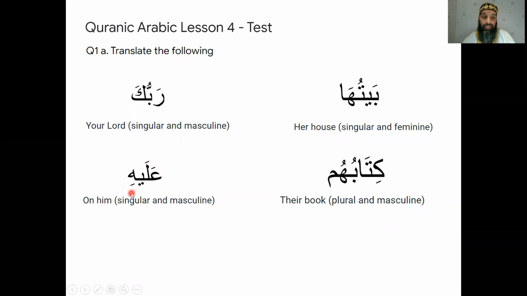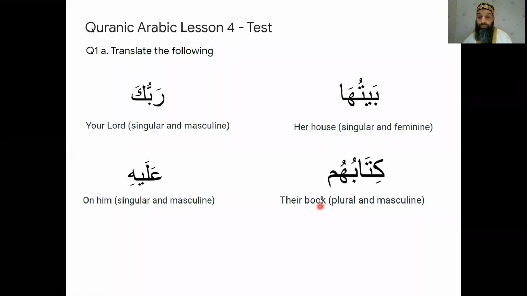Next one, alayhi. Ala means on. Hi is his or him. On him or on it, masculine. Right? Alayhi. Yeah, alayhim. This is lesson 5. So we're not even started yet, but this is lesson 5, inshallah.